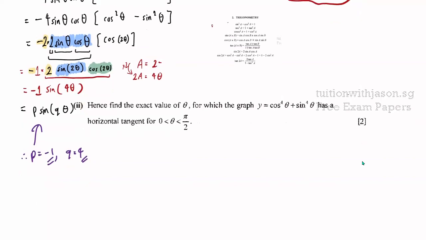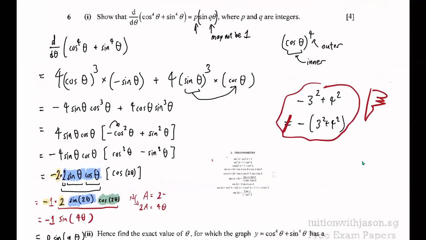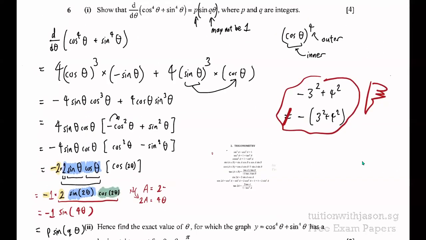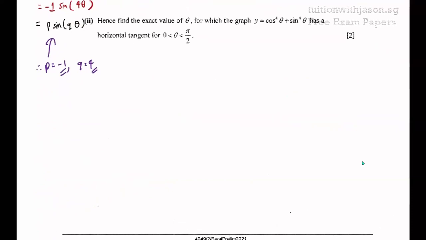Next, part 2. There could be other ways to solve part 1, but I'm not sure. This is the only way I could see. Okay, moving on. 6, part 2. Hence, find the exact value of theta for which the graph has a horizontal tangent for 0 less than theta less than pi over 2. By the way, pi over 2 is 90 degrees. But please follow the units given by the question, which is radians, pi over 2.